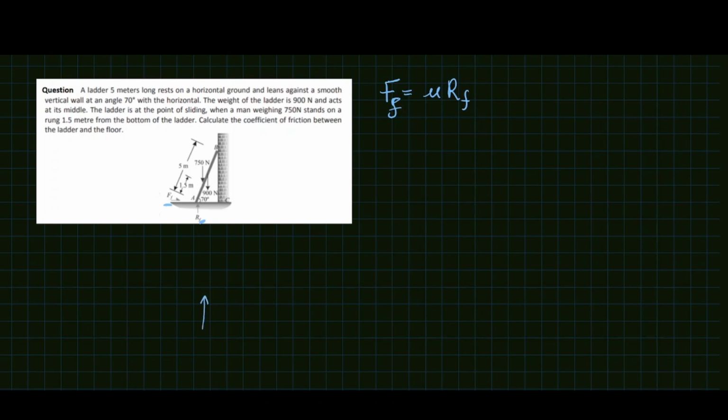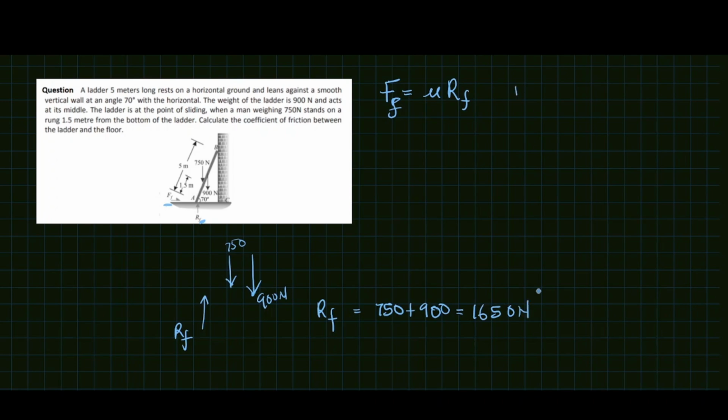You can see it's going up in this direction, and they gave us two downward forces: the man's weight, that's 750, and the weight of the ladder itself, 900 newtons. In order to resolve these vertical forces to obtain the total vertical force, we can just say the sum of downward forces equals the sum of upward forces. This is basic Newton's law. The total is equal to 1650 newtons.